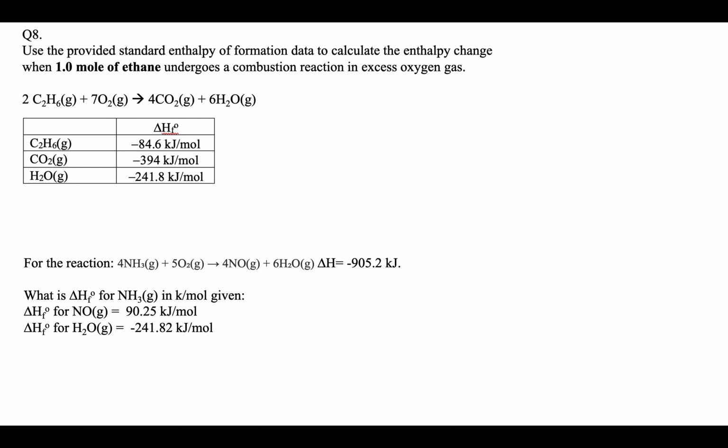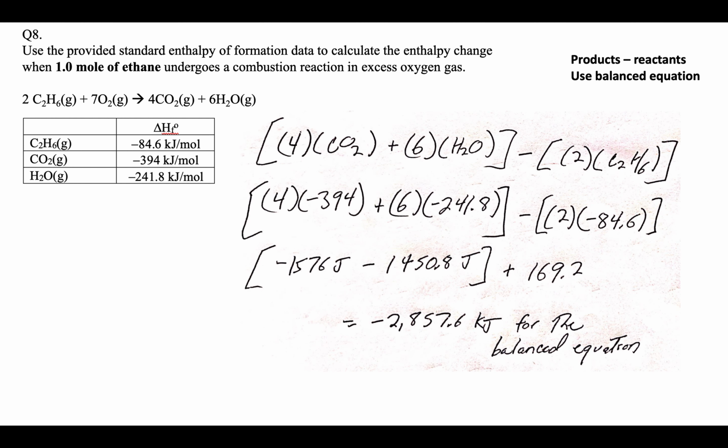Here we're using standard enthalpy of formation data. I'm thinking within this one that I'm going to be using a calculation involving products minus reactants, and I want to be sure to look to the balanced equation. Here's for the first one. The products included the CO2 and the H2O. The coefficients, I had 4 of the CO2, 4 moles of that, 6 moles of the H2O. As far as minus the reactants, oxygen in its standard state won't appear in my calculation, but my ethane will. I put the whole thing in brackets for products minus reactants.